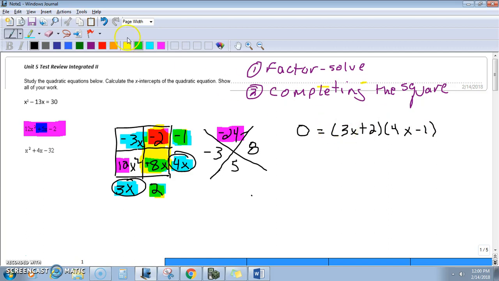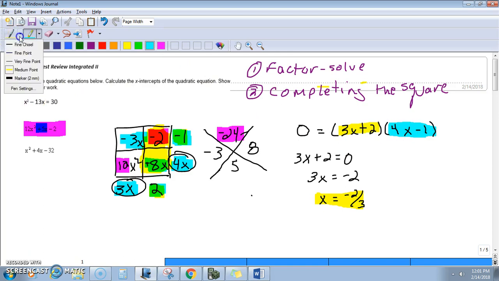Now I have to solve each of those parentheses. So let's start with the first one, 3x plus 2. How do I make 3x plus 2 equal to 0? I subtract 2 from both sides, and I get 3x equals -2. Then I divide both sides by 3, and I get one answer is -2/3.